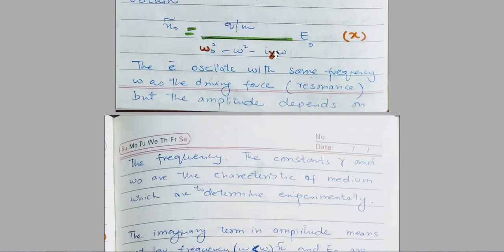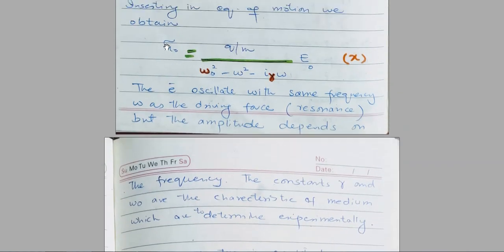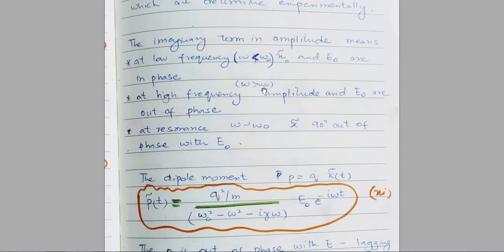Here you can see that this term is imaginary. If omega naught is greater than omega, then the amplitude of the driven harmonic oscillator will be in phase with the electric field. But if the driving frequency is greater than the natural frequency, this term will dominate, and you have an imaginary contribution to the amplitude, or a minus sign appears, and the amplitude may be out of phase with the applied electric field. At high frequency, omega greater than omega naught, the amplitude and E naught are out of phase. But at resonance, the amplitude is 90 degrees out of phase with E naught.